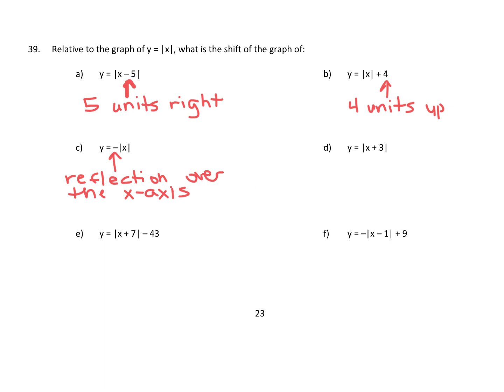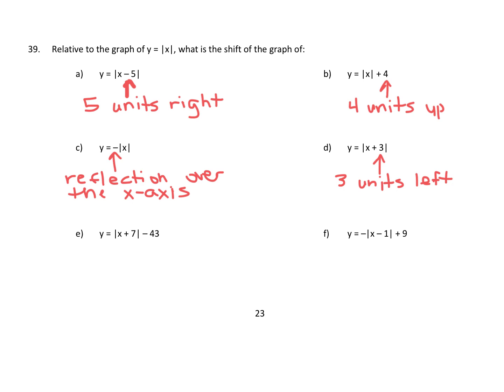All right, let's look over here at letter D. In letter D, we're adding 3 within the function. So everyone hit pause and write down what that does. All right, so that is going to shift to the left, right? That's shifting it 3 units to the left because we're adding a number within the function.